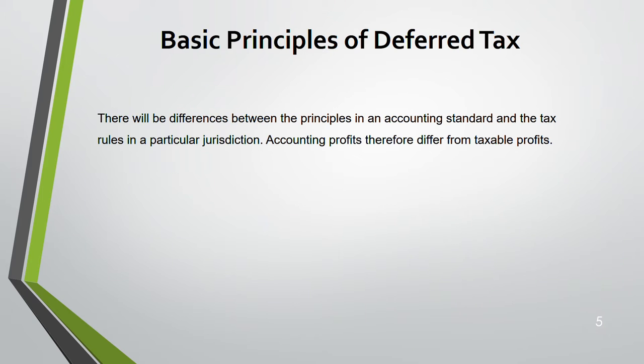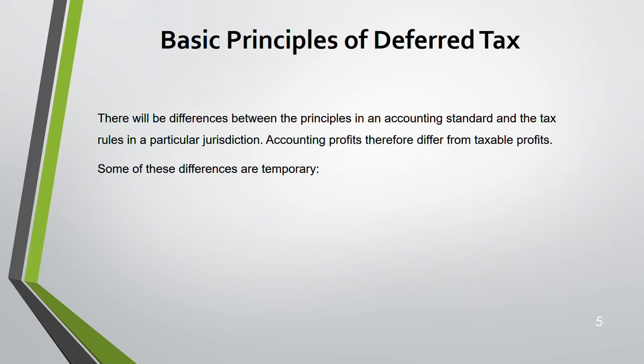Here, the principles that you apply in the accounting standard, the way you calculate tax using the accounting standard, and the way the tax authorities charge tax according to their jurisdiction is different. There's a difference between these two. That's why we have deferred tax. If there was no difference, there would be no deferred tax, only current tax. That means your accounting profit is different from your taxable profit. You need to know there are two types of differences. One is temporary, that is short term. The other one is not temporary.